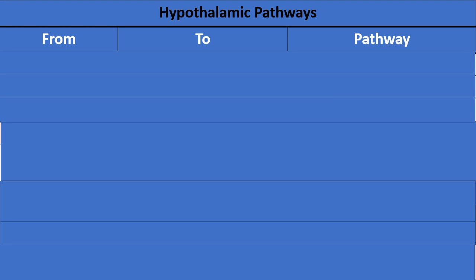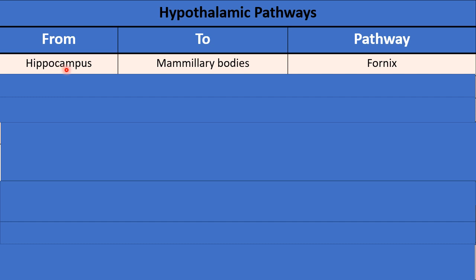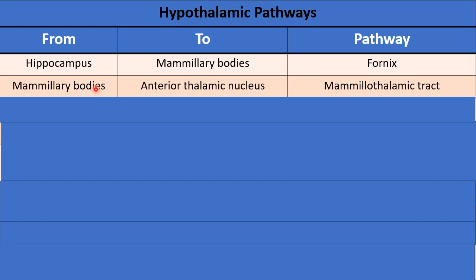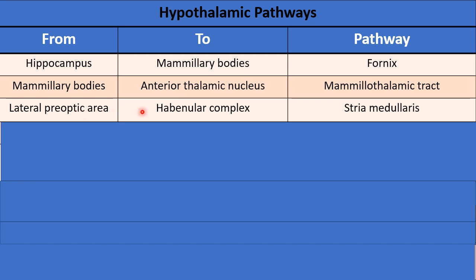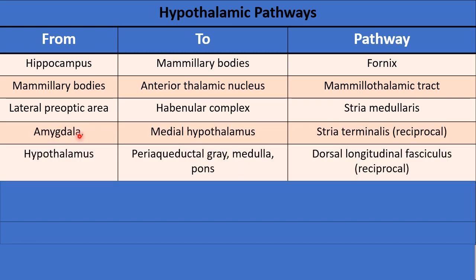Then the hypothalamic pathways. From the hippocampus to the mammillary bodies, the pathway is the fornix. Then from the mammillary bodies to the anterior thalamic nucleus, that is the mammillothalamic tract. Next, the lateral preoptic area is connected to the habenular complex through the stria medullaris thalami, SMT. Then from the amygdala, or amygdaloid body, to the medial nucleus of the hypothalamus through the stria terminalis, and from the hypothalamus to the periaqueductal gray matter, then the pons and medulla, through the dorsal longitudinal fasciculus.